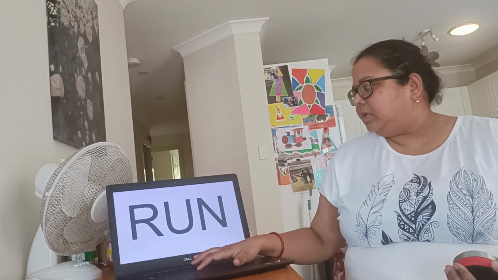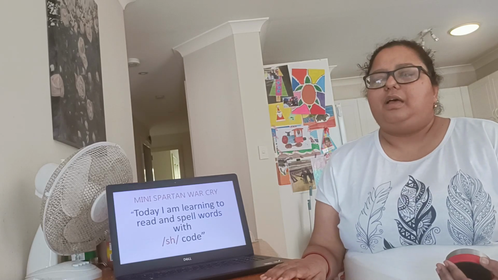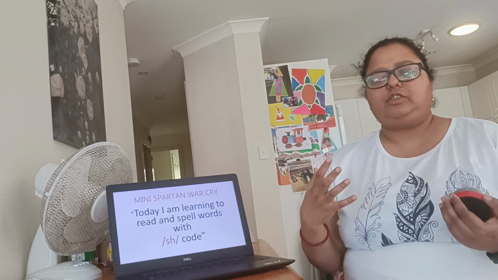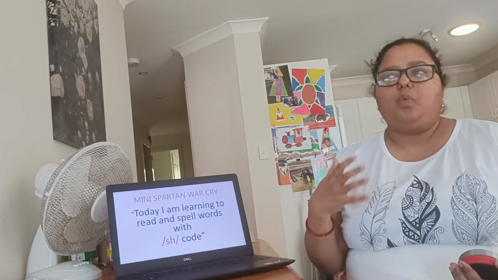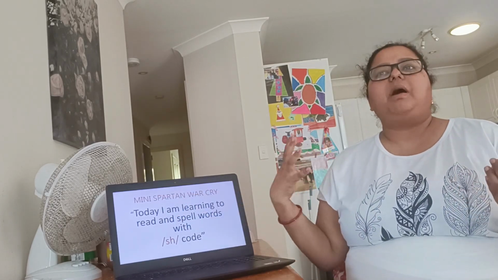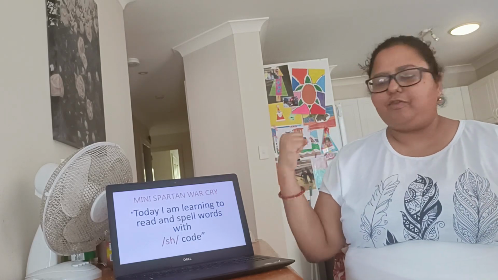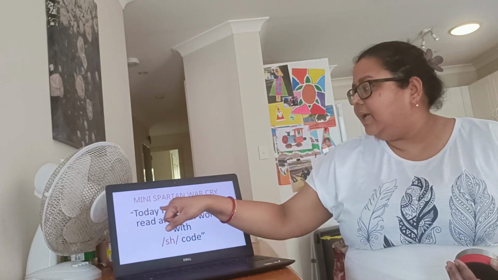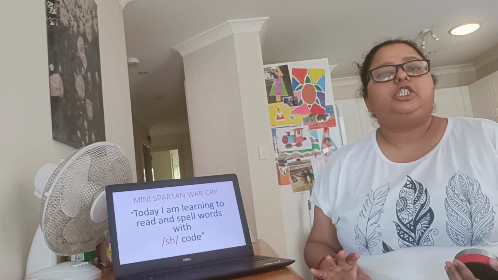Okay, so now going on to the main lesson, I wanted to make it something which the students would find really engaging, but it should also be an explicit direct instruction. There should be no ambiguity in what I want my students to learn. So I have used this word, mini Spartans' war cry. My students are like Spartans and this is like a war cry and they're ready for that war, they're ready to learn. So it is like, today I am learning to read and spell words with sh.